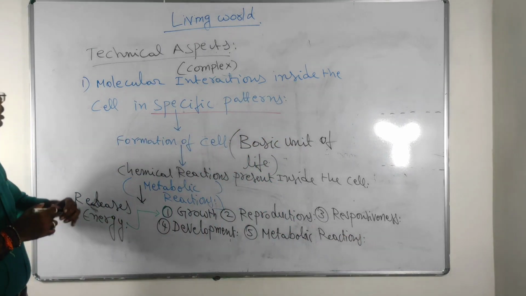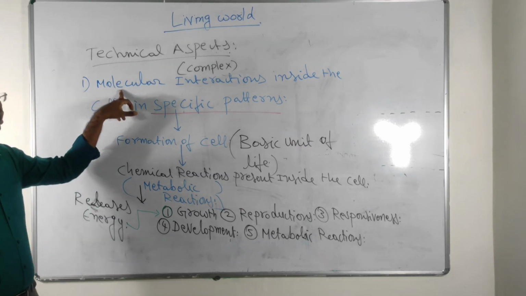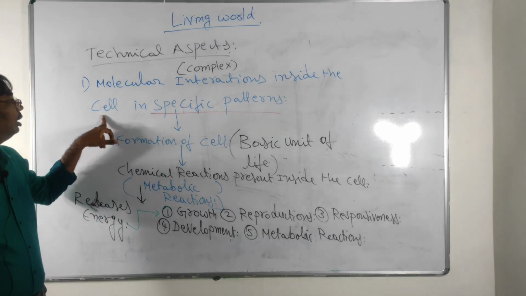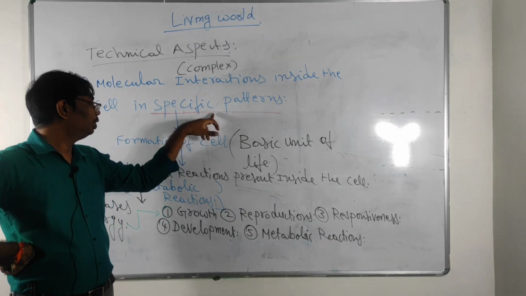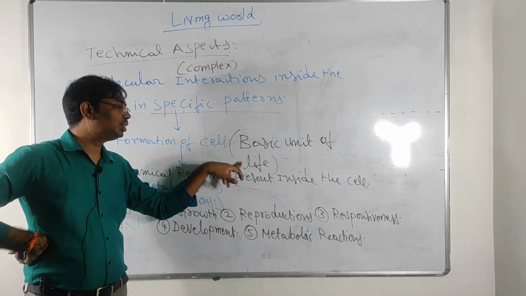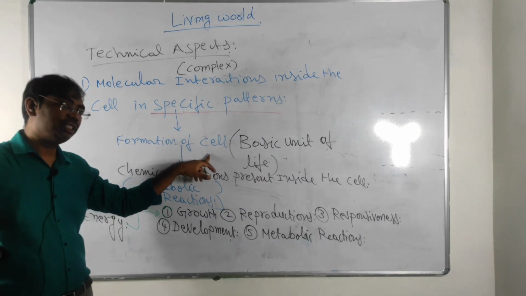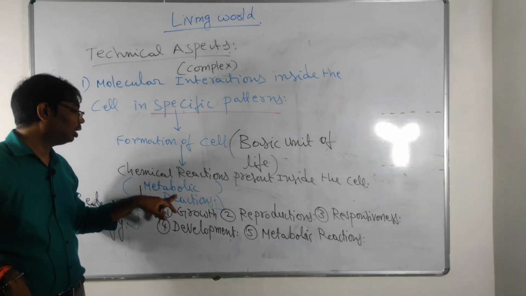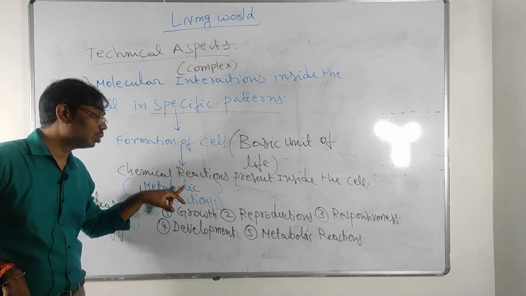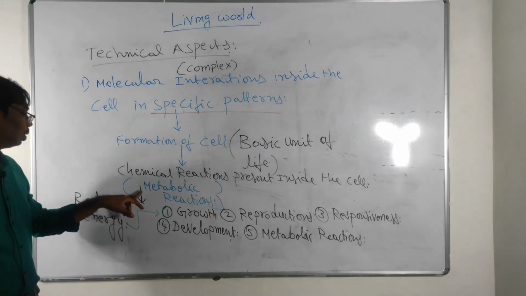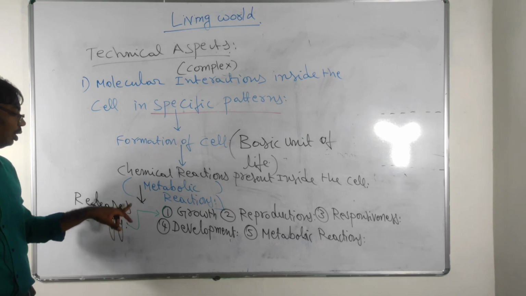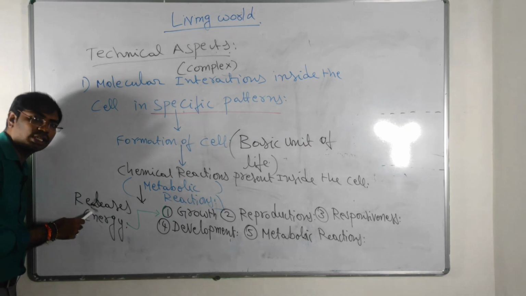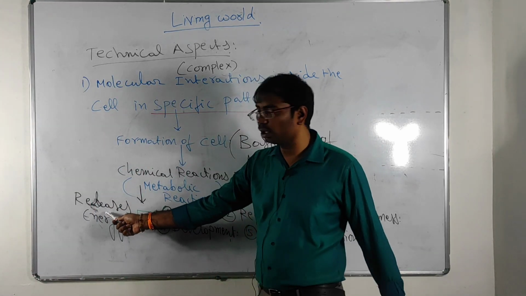So carefully see here, the technical aspect: complex molecular interactions present inside the cell in specific patterns lead to the formation of the cell. The cell is the basic unit of life. Why is the cell the basic unit of life? Because of the chemical reactions present inside this cell. What is the other name of those chemical reactions? They are also called metabolic reactions. These metabolic reactions release energy. The metabolic reactions are chemical reactions responsible for the production of energy.